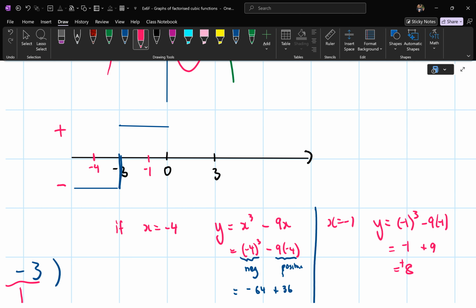See what I'm doing there? So -1 gave me positive, -4 gave me negative. Now if you join them, can you see how we're getting this shape? That tells me it's a maximum. Can you see how it looks like a maximum shape there?